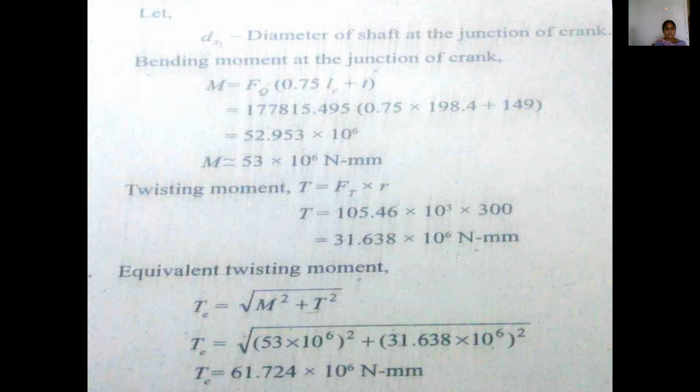Equivalent twisting moment. As usual, we know that root of x square plus y square. Write that as root of M square plus T square. Equivalent twisting moment Te is equal to root of M square plus T square, which will be 61.724 into 10 to the power of 6. But equivalent twisting moment Te is equal to 5 by 16 into ds whole cube into tau. You will substitute all the values, you will get tau is equal to 7.395 Newton per mm square.